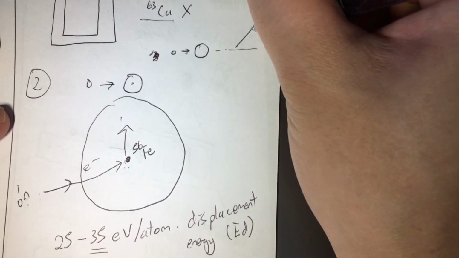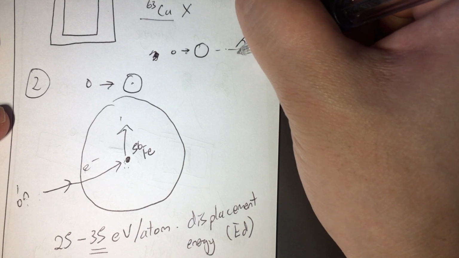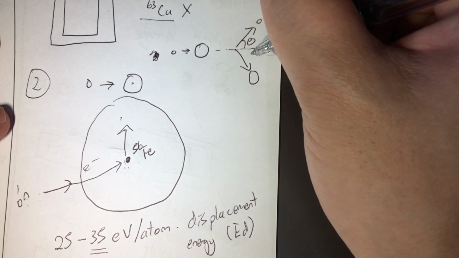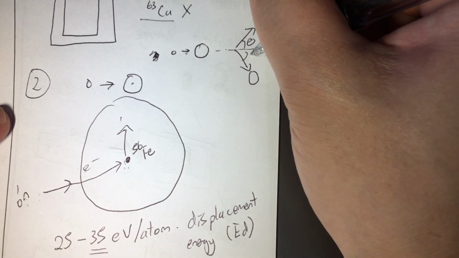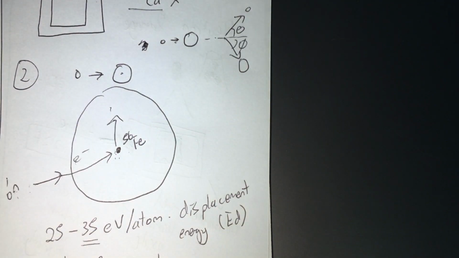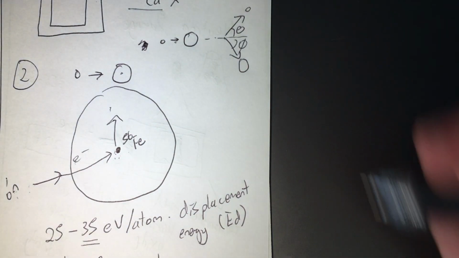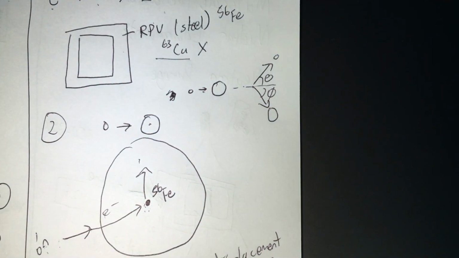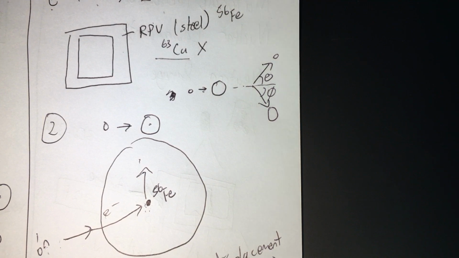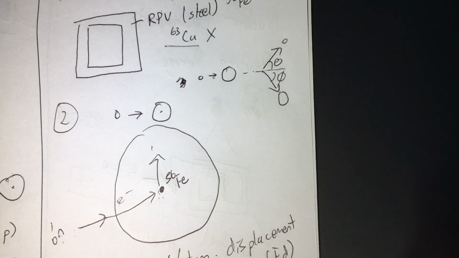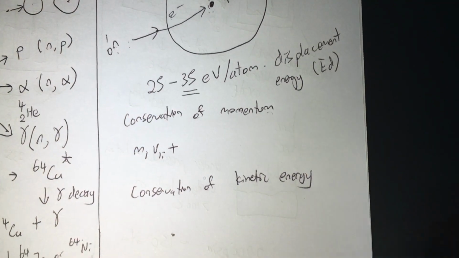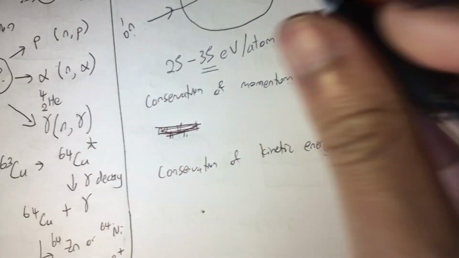So the neutron will scatter off at some angle theta, and this nucleus can scatter off at some angle phi. And depending on the angle that the nucleus is being scattered at, the amount of momentum and energy being transferred will differ. So all of this is based on the conservation of momentum and conservation of kinetic energy. So again, let's make it a bit clearer.